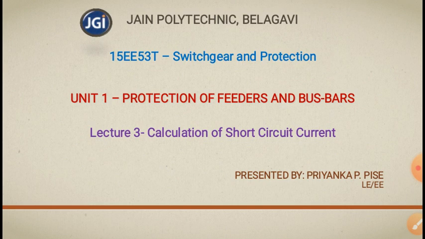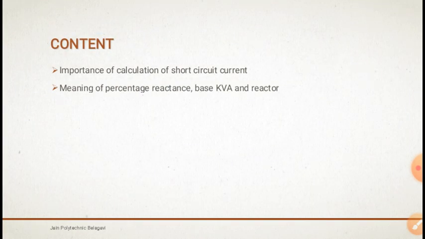The video is mainly based on the subject switchgear and protection with the subject code 15EE53T. In our previous videos, we have studied about the switchgear and the sources of fault. In this video, we are going to study the calculation of short circuit current and the meaning of percentage reactance, base kVA and the reactor.